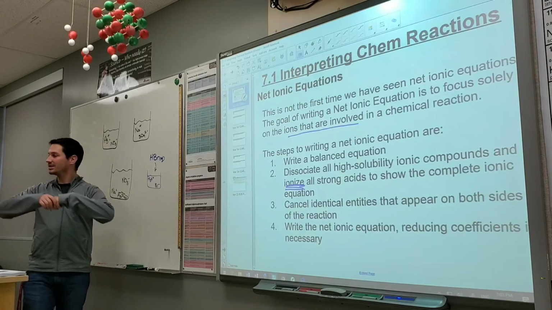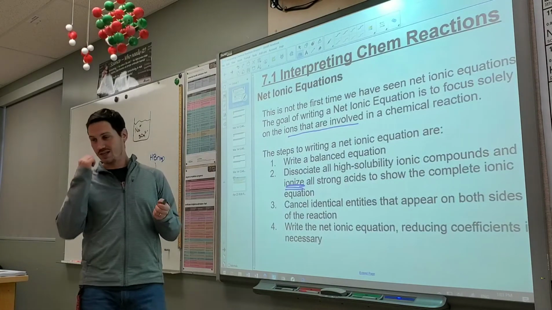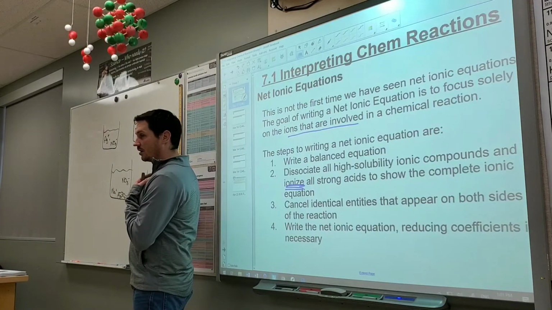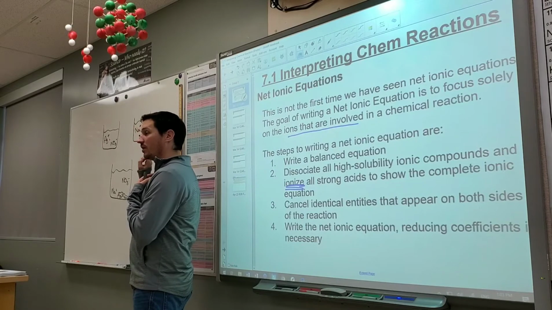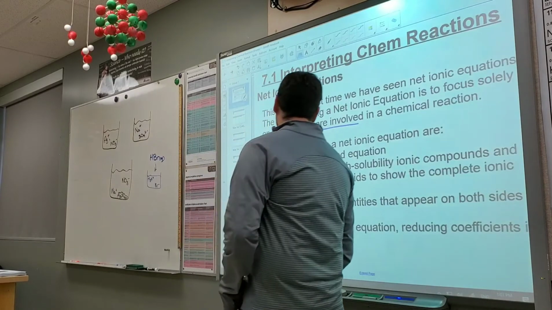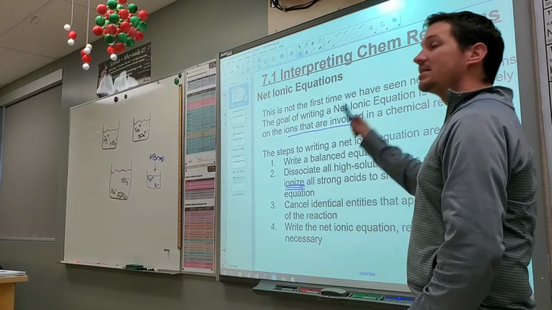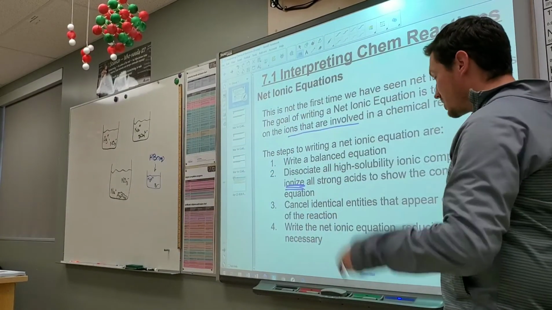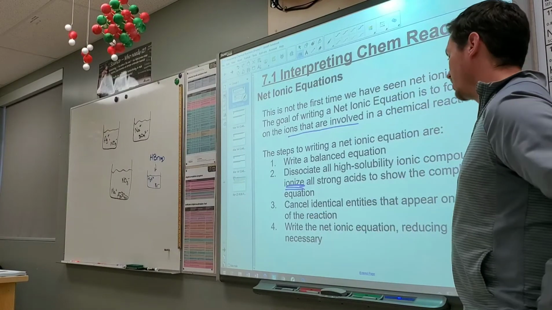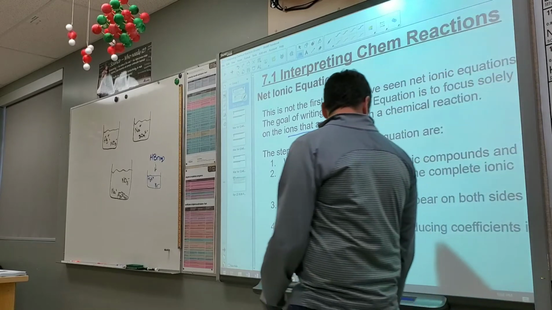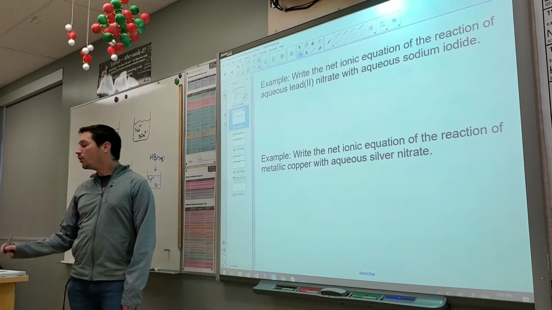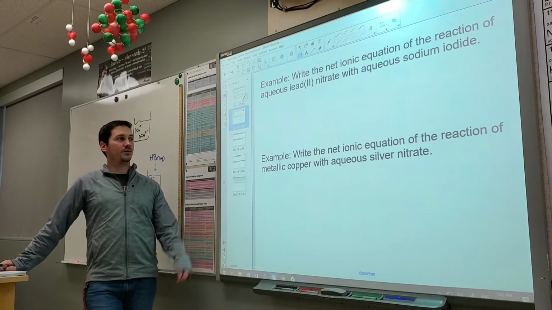Because this is a strong acid, it completely splits up. Totally 100%. So, do we have HBr in a solution of HBr? No. We have hydrogen or hydronium ions, and we have bromide ions. So that's all it says. Step 2 is, if it will split up, split it up. Write that it splits up. Then we're going to cancel identical entities that appear on both sides and write the net ionic reaction, reducing coefficients if necessary. The only way to learn this is by actually doing it, so let's do it.